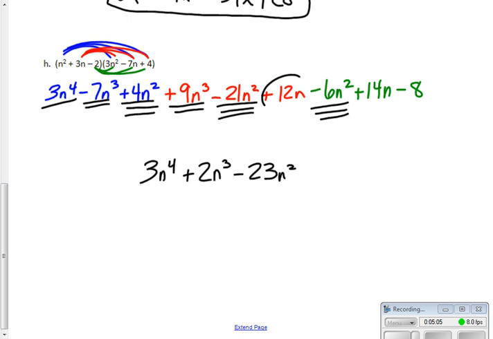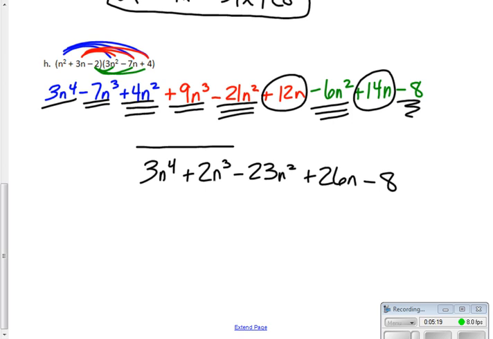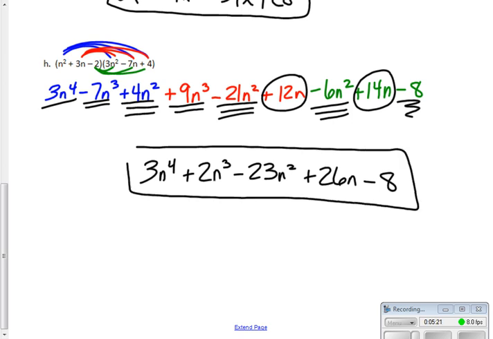Look for my n's here. This is a positive 12n, a positive 14n, so I get a positive 26n. Last but not least, we have our 8, and that is a negative 8. In standard form, multiplying our two trinomials together, that's what we'd wind up with for our answer. This concludes Lesson 30, Multiplying Polynomials.